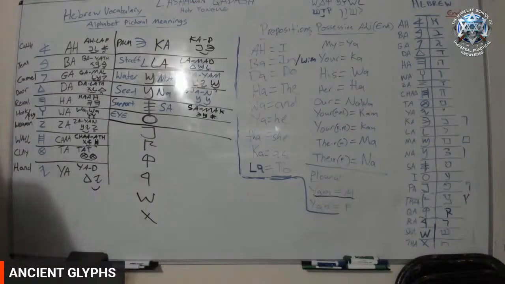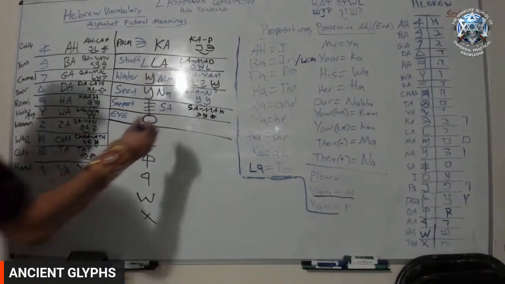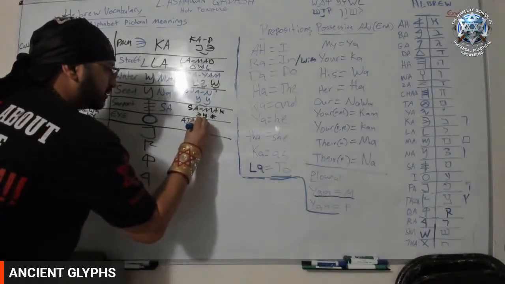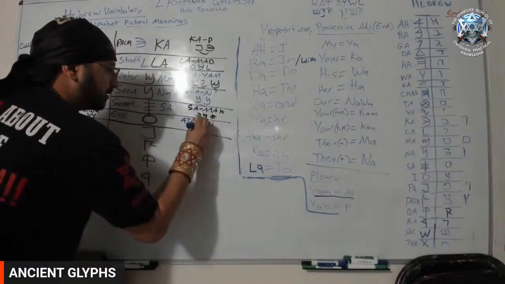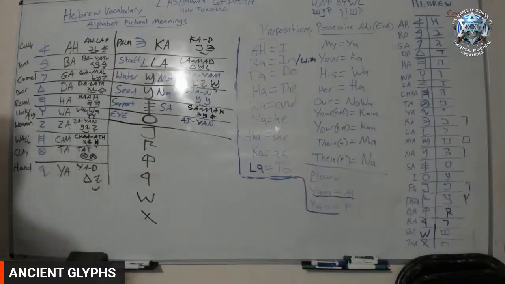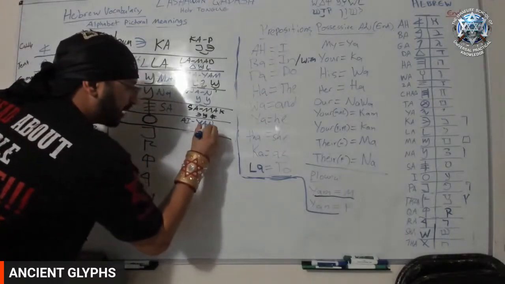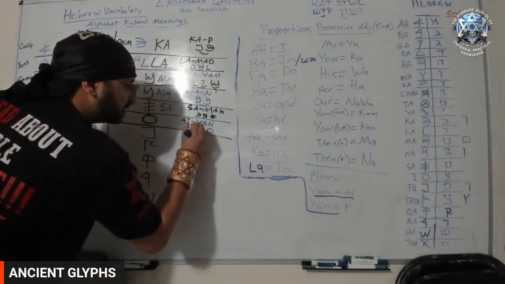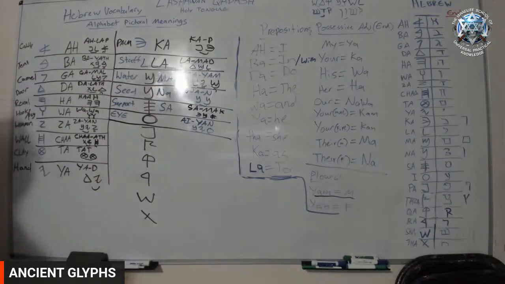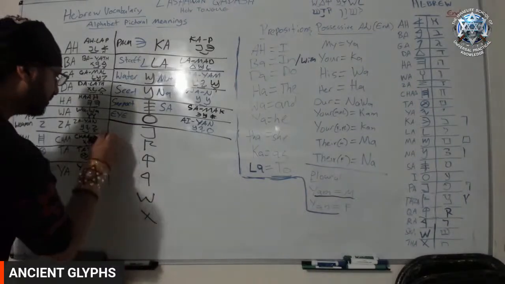So the eye is pronounced ayan. Ayan. Let me write that like this. Damn, this is getting real lopsided. It's all good, I'll try to correct it. This one right here.